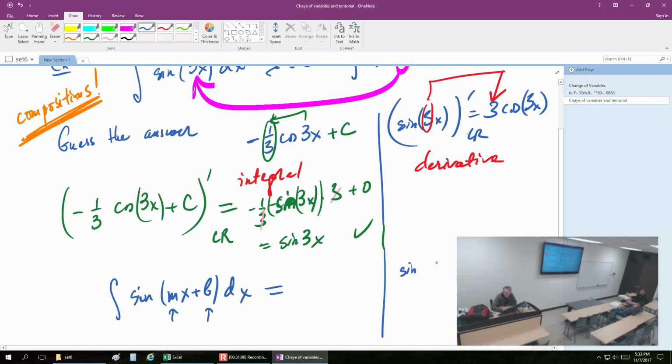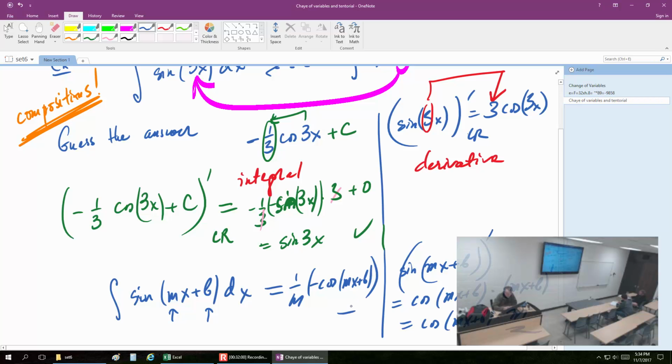Let me do this again: mx plus b, and if I differentiate it by the chain rule, I'm going to get a cosine of mx plus b still, just as before, and now I multiply by the derivative of what's inside. So what I end up with is cosine of mx plus b times the derivative of mx plus b, which is m. So we know that when we differentiate, we multiply by m. When we integrate, we're going to divide by m, just as in the previous example. So it will be 1 over m. B doesn't matter, apparently. It's not entirely gone, but it will be negative cosine of mx plus b, plus c.